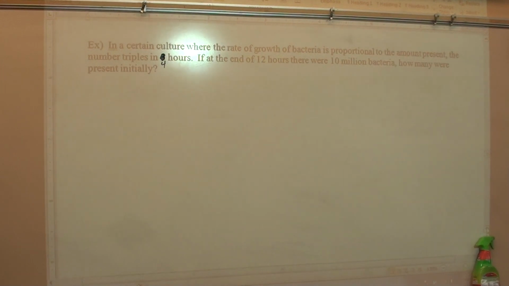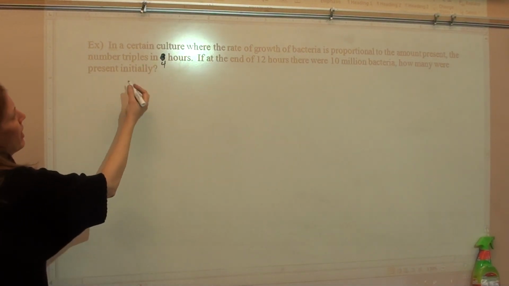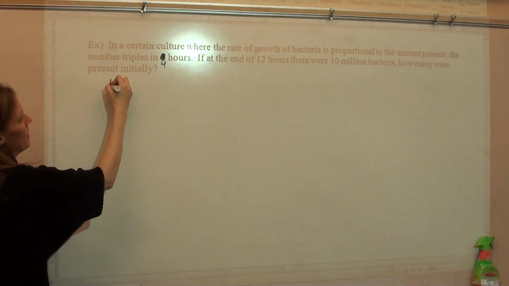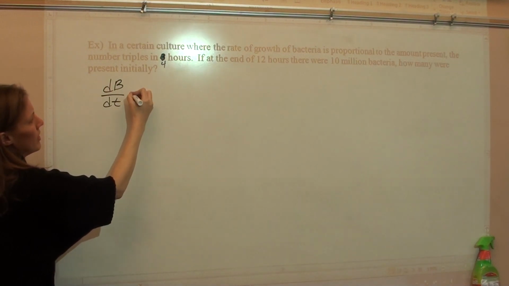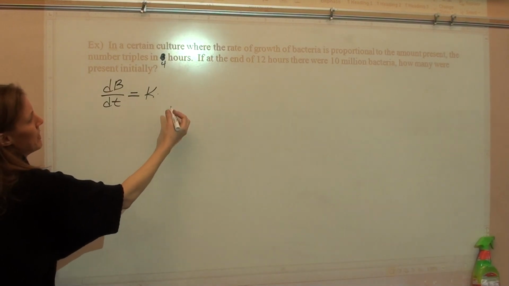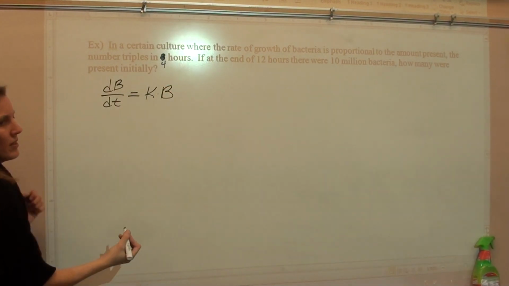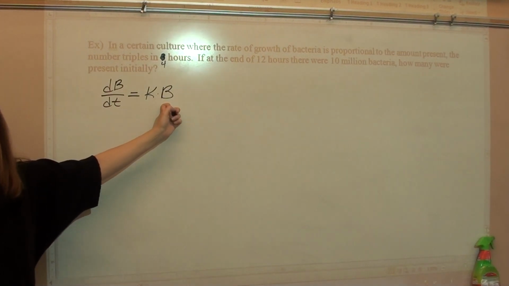Alright, so now we have the rate of growth of bacteria is proportional to the amount present. Whenever you have the rate of growth of something being proportional to the amount present at any time, that's PERT. So let's go ahead and write it. How do I write the rate of growth of bacteria? dB/dt equals k times the amount present, which would be B. A real common mistake is to put T here. It's not T, it's B. The amount of bacteria present would be B.